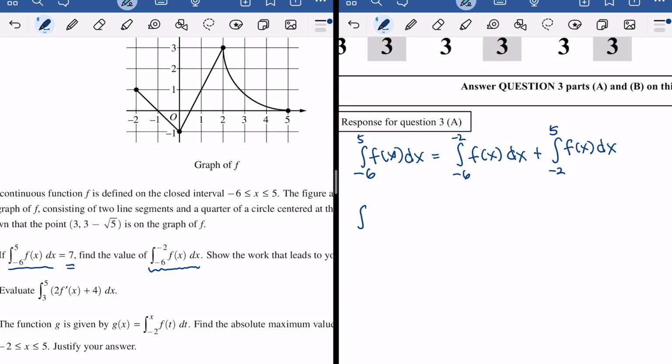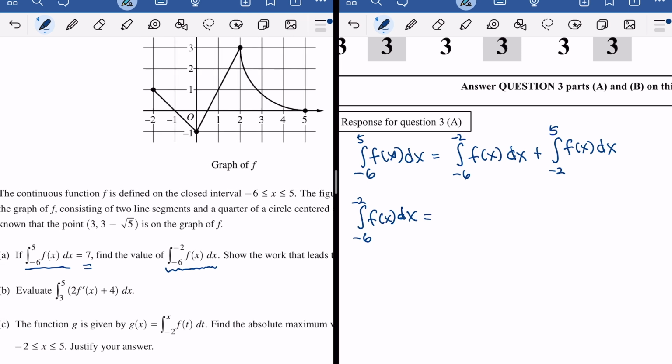Now, therefore, our antiderivative from -6 to -2 of f of x dx is going to be the antiderivative from -6 to 5 of f of x dx, subtract the accumulation. Now that antiderivative from -6 to 5 is given to us. That will be 7. Subtract our accumulation. That's our setup. Now, to find the accumulation, we're going to compute a whole bunch of areas.